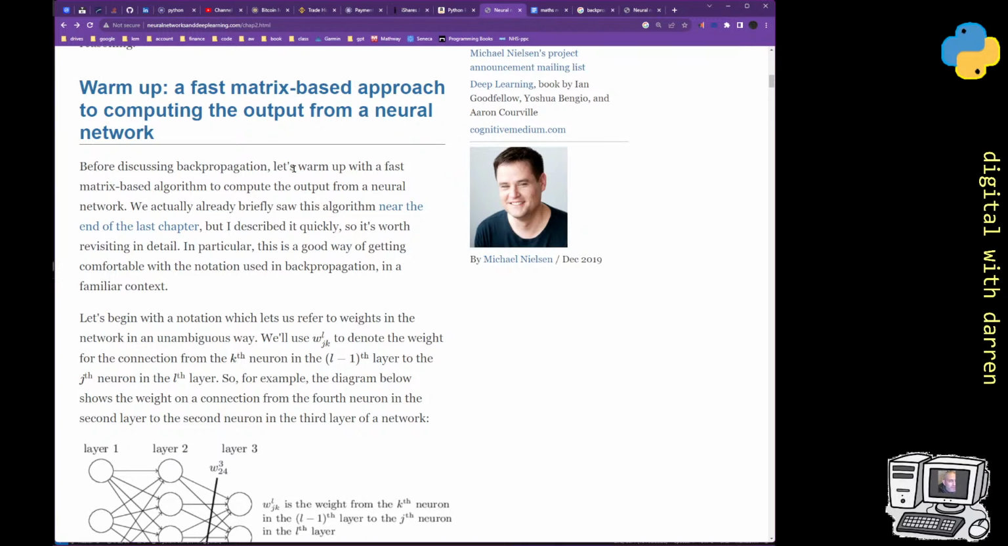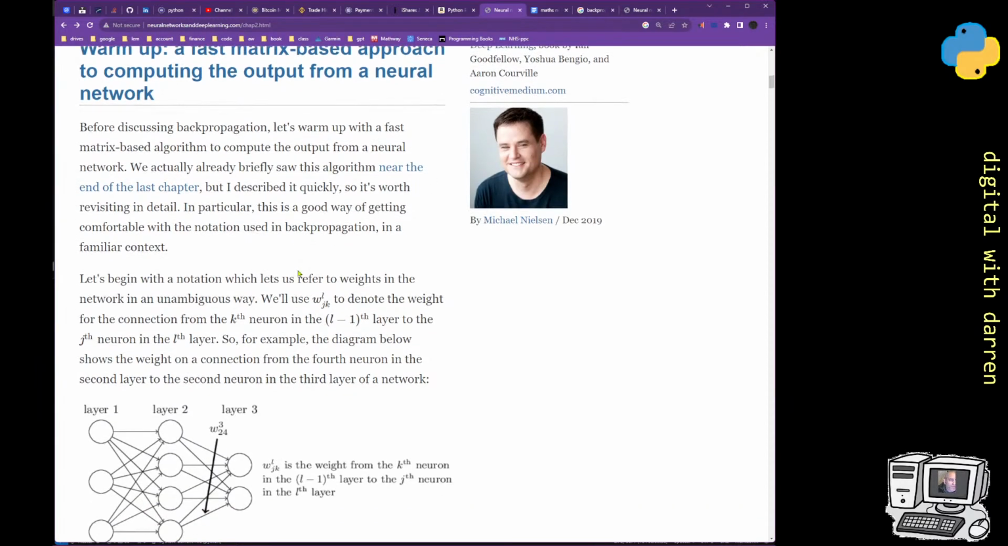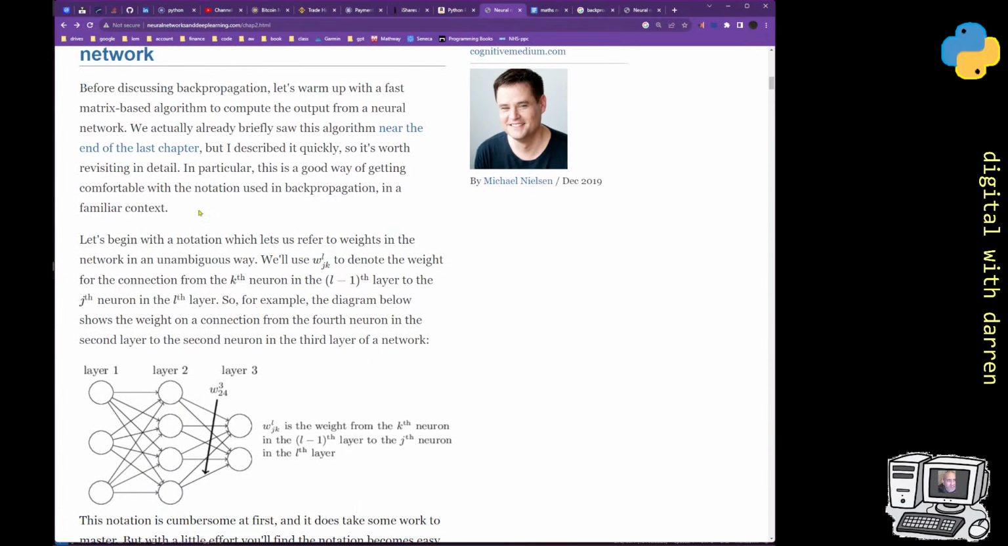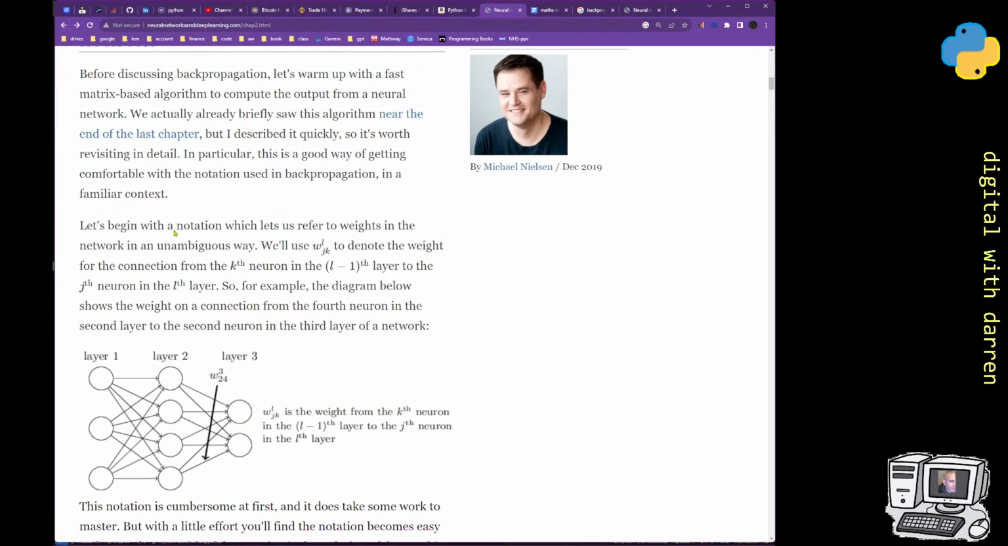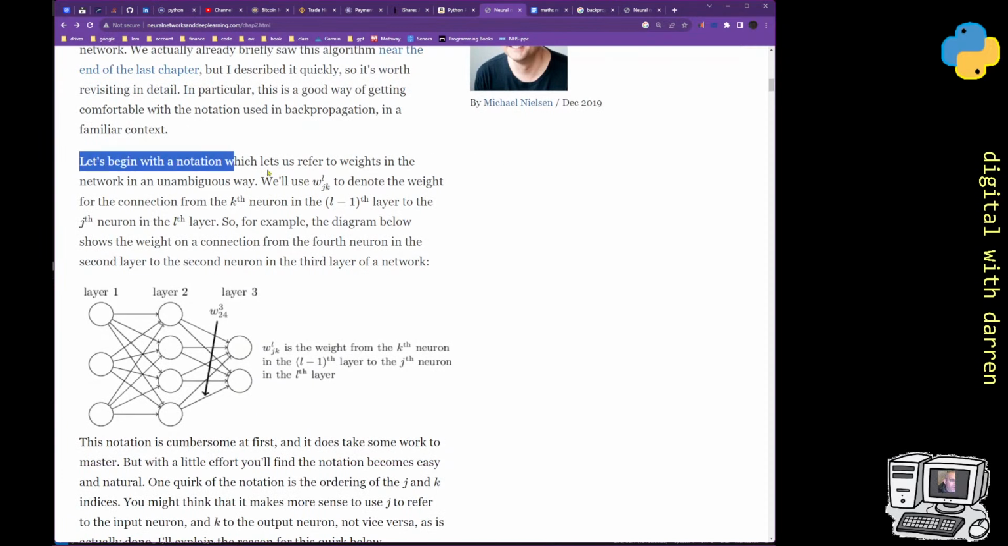Before discussing backpropagation, let's warm up with a fast matrix-based algorithm to compute the output of a neural network. We actually already briefly saw the algorithm near the end of the last chapter, but I described it quickly, so it's worth revisiting in detail. In particular, this is a good way of getting comfortable with the notation used in backpropagation in a familiar context. So let's begin with a notation that lets us refer to the weights of a network in an unambiguous way.